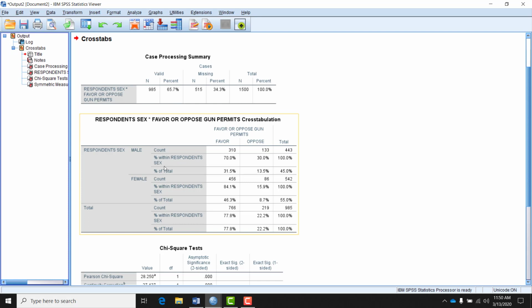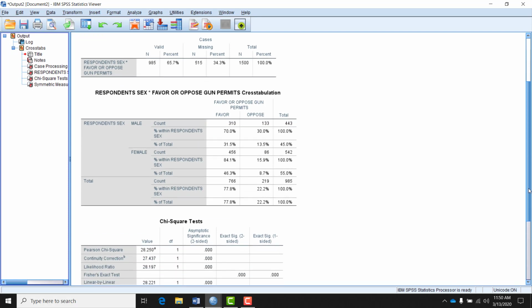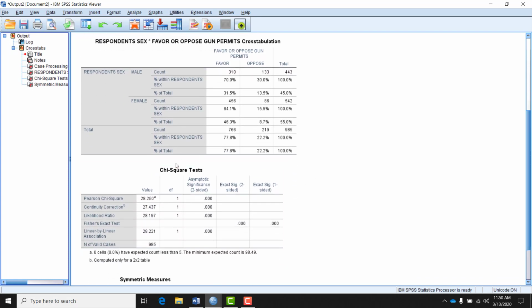Now, how do we interpret this thing? Well, we have men favoring and opposing gun permits 70 to 30, and women favoring and opposing 84 to 16. So that's different, right? But is it statistically significantly different? Well, that's what we find out in our next table. Scroll down, and here we go.